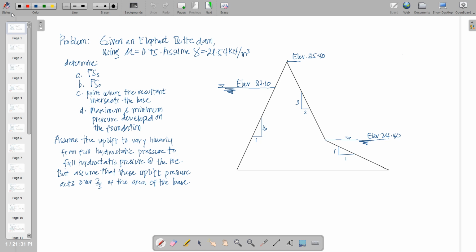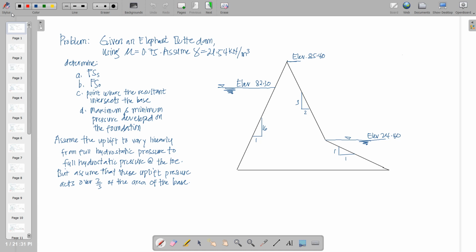Okay, so let us try this example. Given an elephant butt dam using mu or coefficient of friction of 0.75, assume gamma of the dam to be equal to 21.54 kilonewton per cubic meter. So here we are tasked to determine the factor of safety against sliding and the factor of safety against overturning, and then the point where the resultant intersects the base, then the maximum and minimum pressure developed on the foundation.